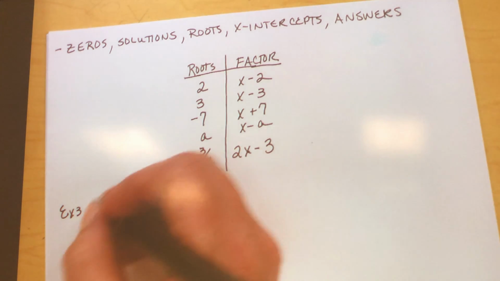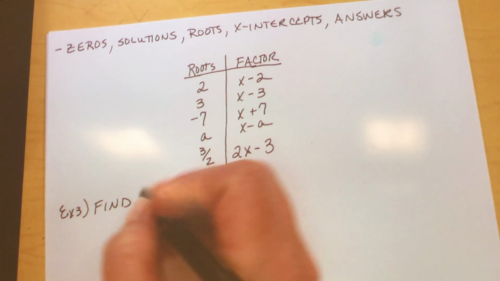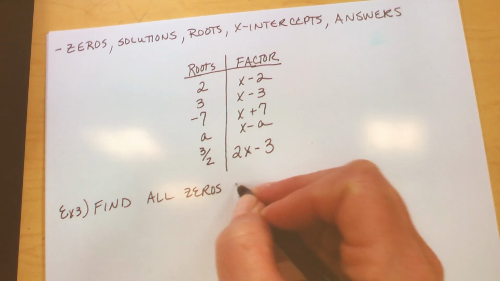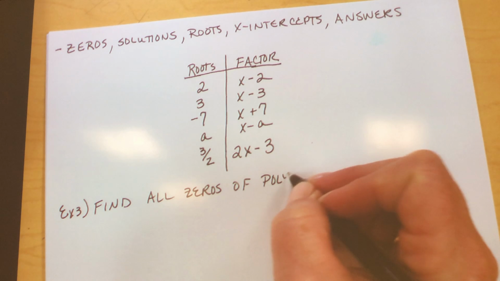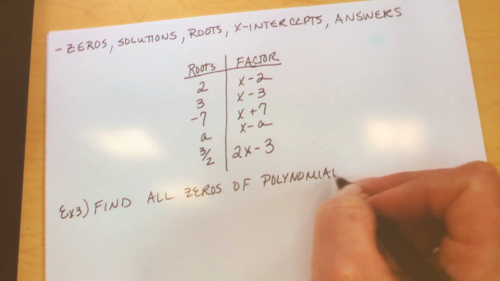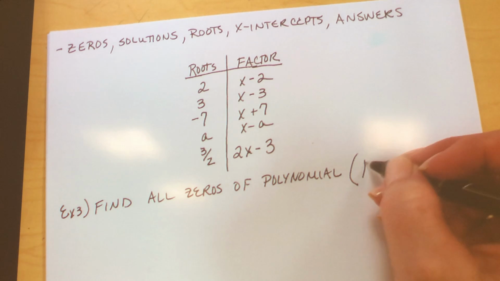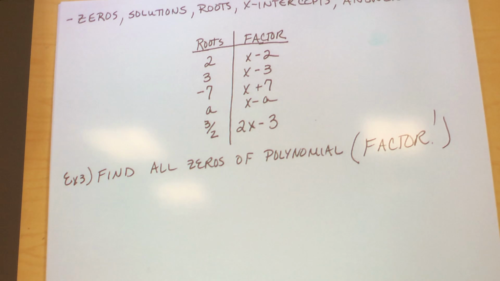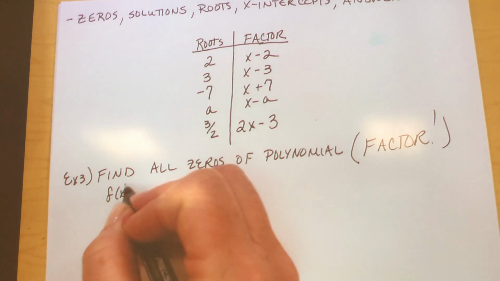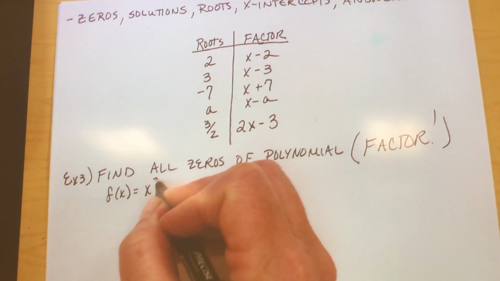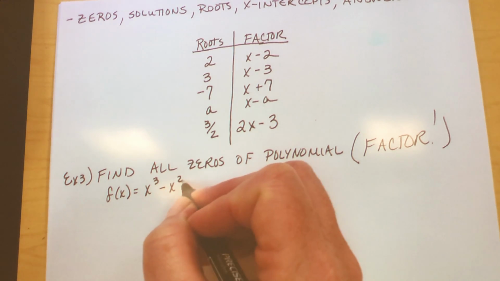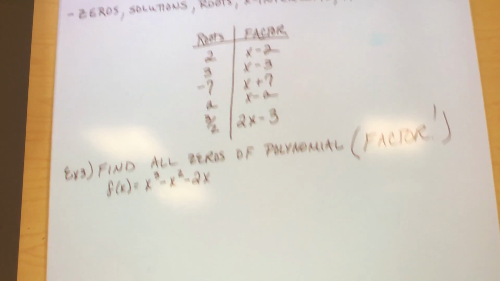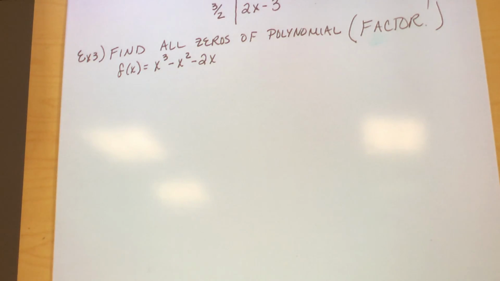Okay. Example 3. We are going to find all the zeros of the polynomial. So we're going to do it right now. We're going to factor this guy. So f of x is equal to x to the 3rd minus x squared minus 2x.